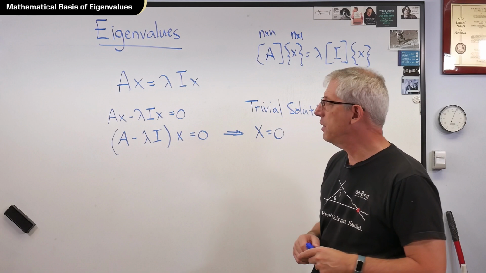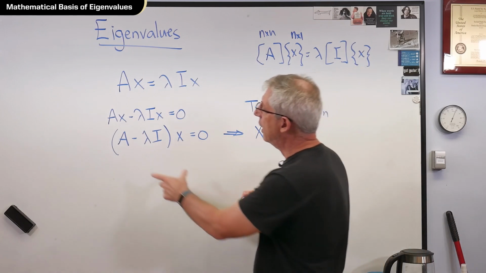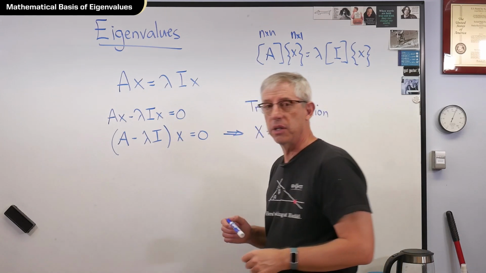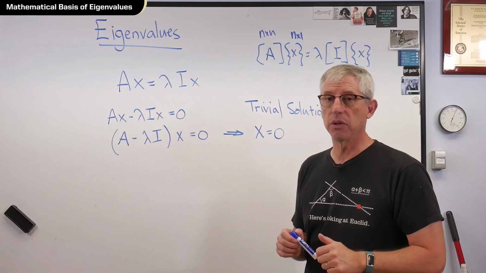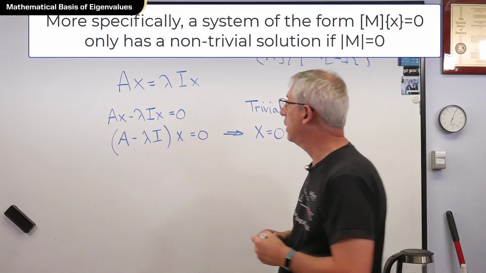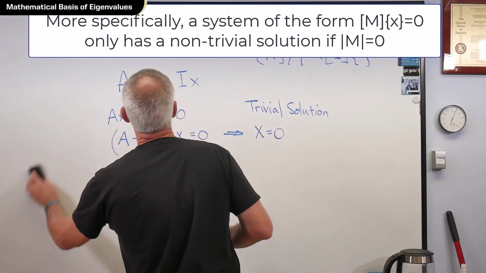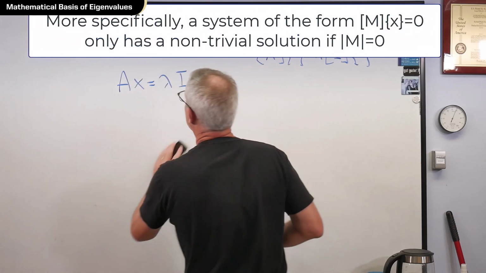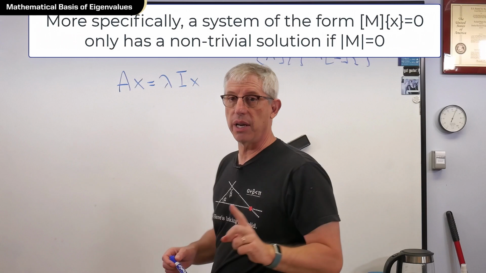Well, there is a theorem that says if a system is to have a non-trivial solution, then the determinant has to be equal to 0. So let me write this out here. I want to make sure we get this. Give me a second, I'm going to write this out.